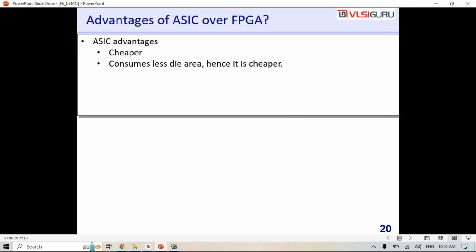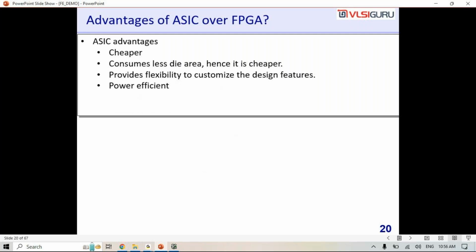Consumes less die area because you are customizing. You're making your own house from scratch, so you utilize the area very well, right? You'll come up with an efficient design. It provides flexibility to customize the features. Like when I'm building my own house, I can customize where I want to keep the balcony, where I want to keep it. I can customize everything, right? That kind of customization won't be possible in FPGA.